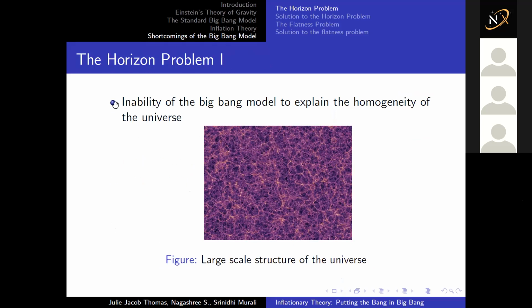If you look at this image, this is a simulated image of the large scale structure of the universe. Each of these points that you see are galaxies or even clusters. These slightly yellow points are clusters of galaxies. So we are looking at extremely large scales, much, much greater than 100 megaparsecs or so. And as you can see, it's more or less uniform.